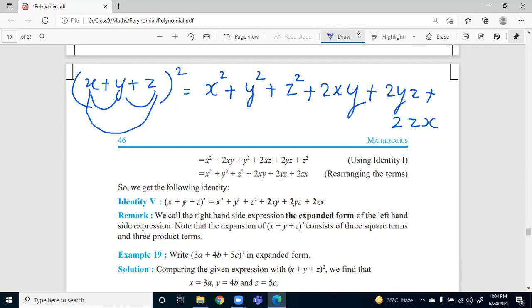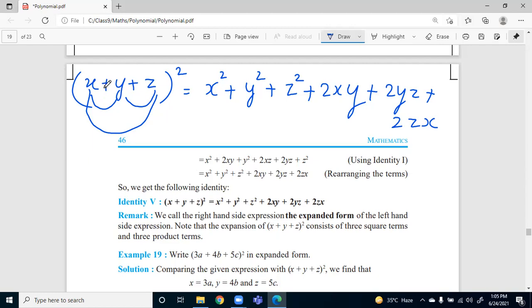So this is the expanded form. Whatever is written on the right hand side is the expanded form of this identity. The question will generally give you three terms and the square of that, and you have to write it in expanded form. In the expanded form you can see there will be six terms: x square plus y square plus z square plus 2xy plus 2yz plus 2zx. So there will be six terms in all.